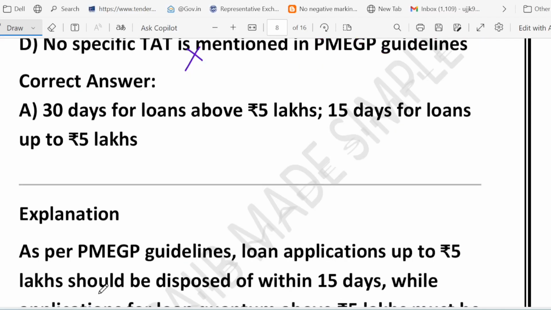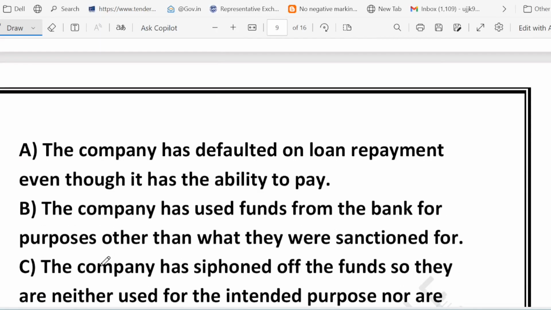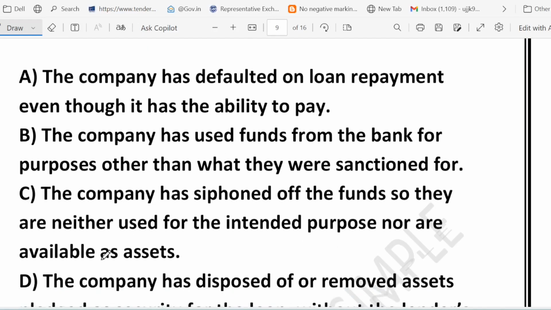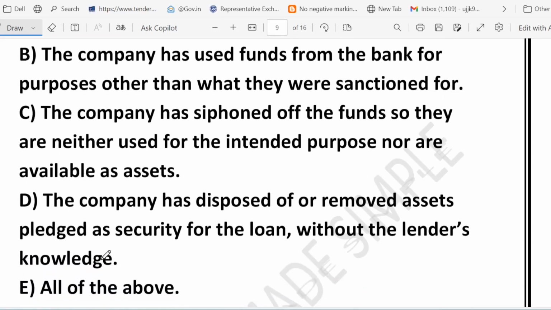Now friends, let's look at the next question that we have. So this one was regarding the PMEGP scheme. This question pertains to willful defaulter as per the RBI guideline. The question says, which of the following situations may result in a company being classified as a willful defaulter? Options are, A, the company has defaulted on loan repayment even though it has the ability to pay. Option B, the company has used funds from the bank for purposes other than what they were sanctioned for. Option C, the company has siphoned off the funds so they are neither used for the intended purpose nor available as an asset. Option D, the company has disposed of or removed assets placed as security for the loan. And option E, all of the above.